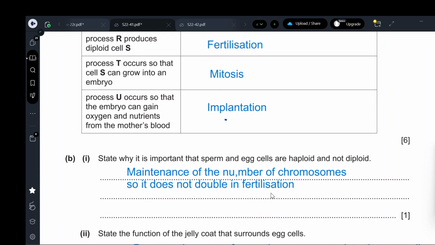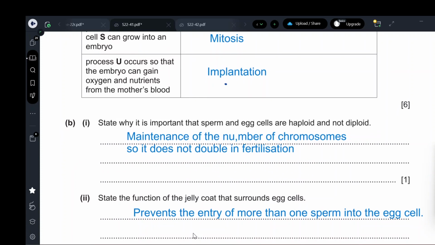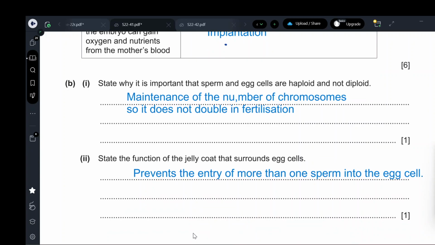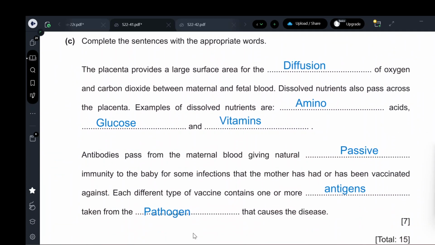What is the function of the jelly coat? The function of the jelly coat is that it protects the contents inside the egg cell, okay, and it prevents the entry of more than one sperm into the egg cell as it hardens after the entry of the first sperm. After one sperm enters, it hardens.